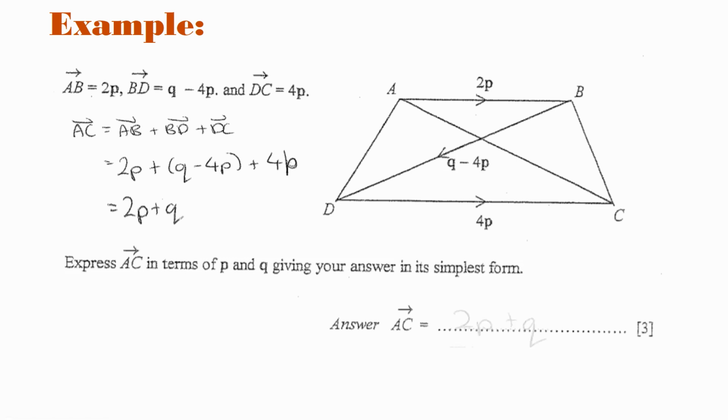You're asked to express AC, giving your answer in simplest form. That means just make sure you've collected the like terms, which to be honest you have to automatically do anyway. So even if it didn't say give your answer in simplest form, you would still have to automatically simplify it. That's what you should always do.